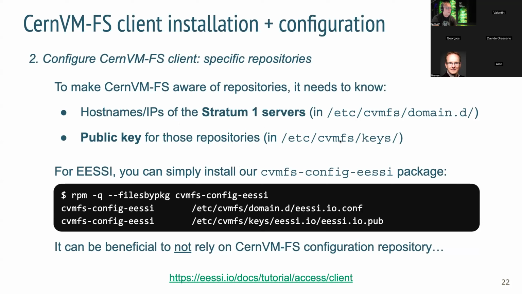And that goes into /etc/cvmfs/keys. In the case of EESSI, we actually provide an RPM package that we create ourselves, cvmfs-config-eessi. If you install this, it actually gives you the configuration file and the public key as well. And in this case, it's just installed locally in /etc/cvmfs. It's not coming from the configuration repository. Now, there are reasons to not rely on the configuration repository, although that does come with significant benefits.